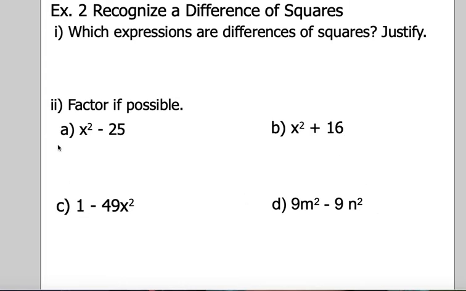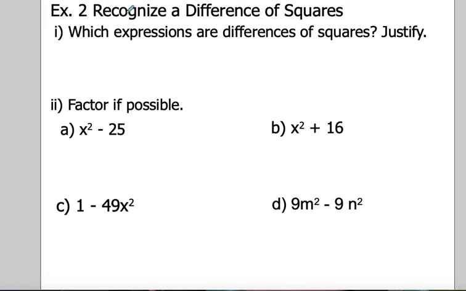The next thing we want to do is look to make sure it's a binomial. So there's 2 terms. So 2 terms, yep, 2 terms, good. 2 terms here and 2 terms here, perfect. Then if it's a difference of squares, the operation between the 2 has to be subtraction. So this is a subtraction, this is a subtraction, this is not.